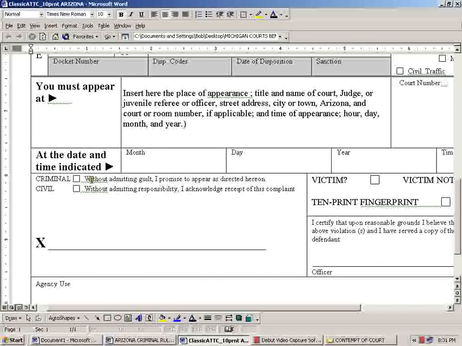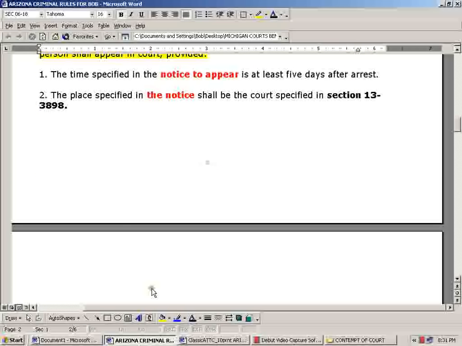If they check the top one, without admitting guilt, I promise to appear, you've just made a promise to appear. If you don't appear, you broke your promise. And now they can issue a warrant for your arrest for not appearing, for breaking your promise.